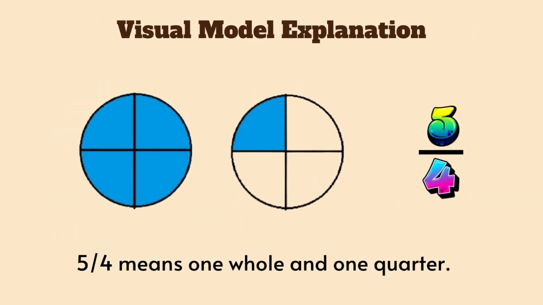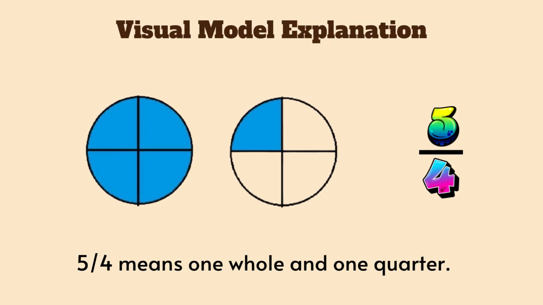Let's look at 5/4. One whole uses 4/4, and we still have 1/4 left. So 5/4 means one whole and 1/4.